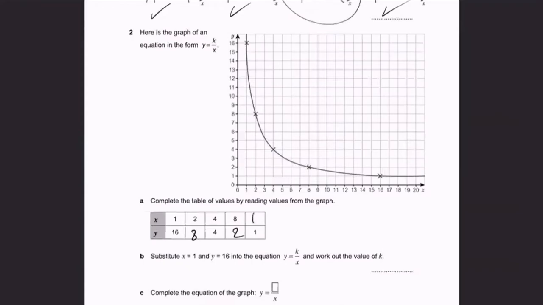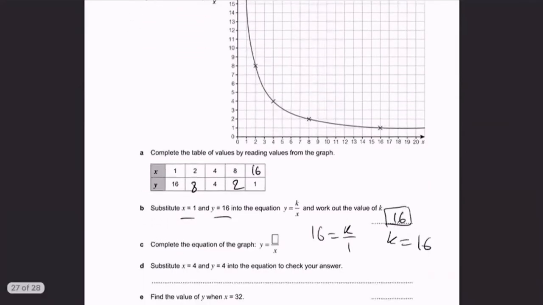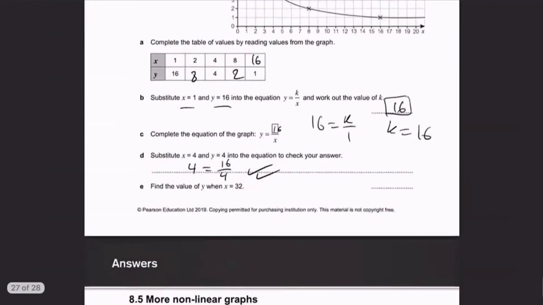Substitute x equals 1 and y equals 16 in the equation and work out k. 16 equals k over 1, so k equals 16. Complete the equation of the graph: 16 over x. Substitute x equals 4 and y equals 4 to check: 4 equals 16 over 4, which is okay. Find the value of y when x equals 32. y equals 16 over 32, which is half. So y equals half in this case.